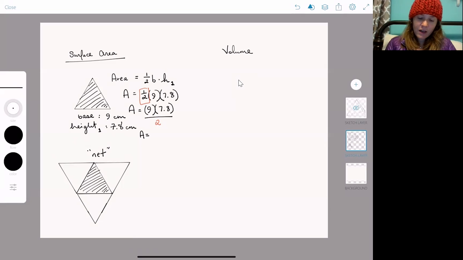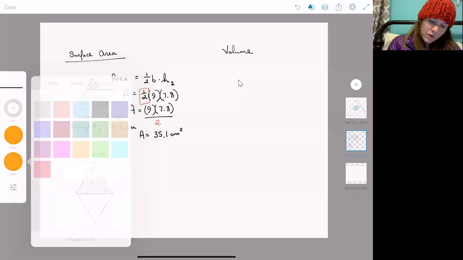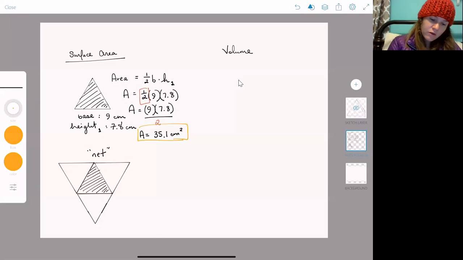Okay, so 4.5 times 7.8 equals 35.1, and remember it's going to be centimeters squared. So that is the answer for the surface area of one triangle. So because this is an equilateral triangle, I know that this is also going to be 35.1. This is also, and so will this.